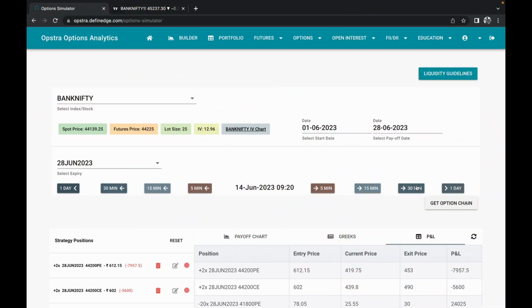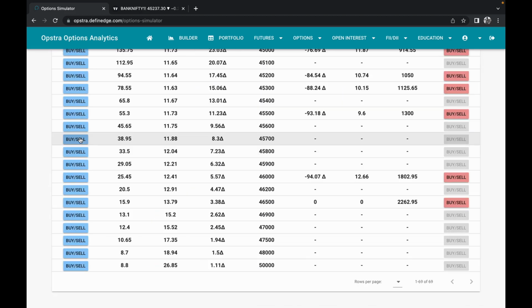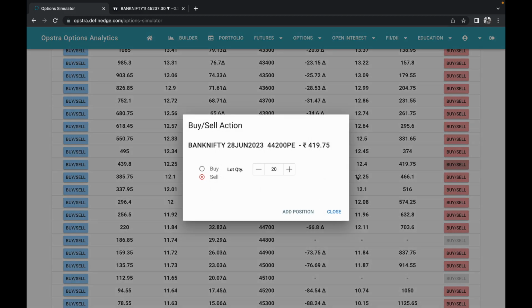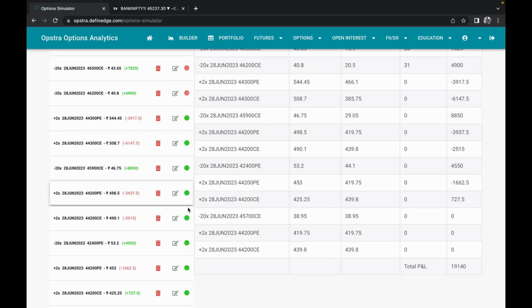Next day the market has gone up, spot price is up, and the premiums on the put sell side are still there. So I'm not going to do any adjustment. But one thing that you need to notice is that the call side has gone down. The premiums are very low. So I'm going to do an adjustment in the call sell side. I'm going to square off.